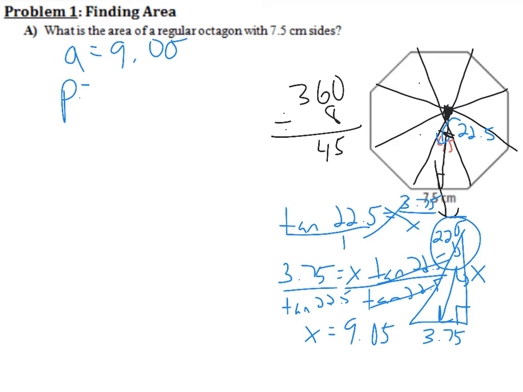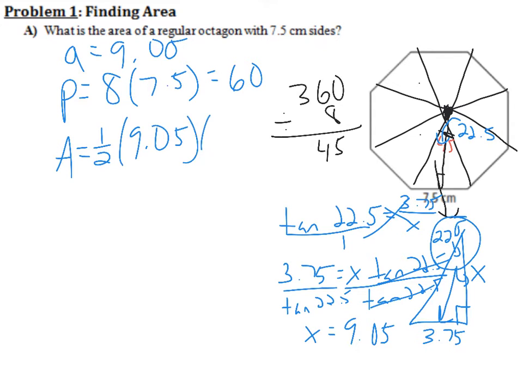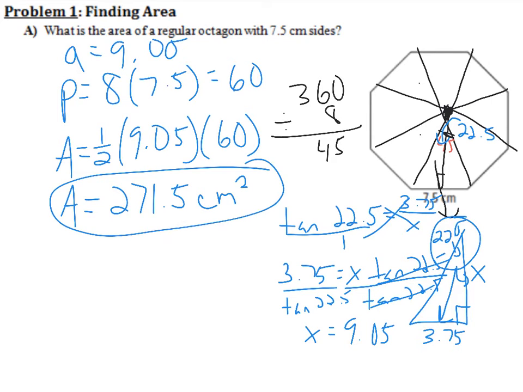To find my perimeter, there are 8 side lengths of 7.5 each. So I take 8 times 7.5, and I get my perimeter is 60. So my area formula, 1/2 times my apothem of 9.05 times my perimeter of 60. And when I do that, I get an area of 271.5 square centimeters. That's how we're going to use trig to find area of regular polygons.